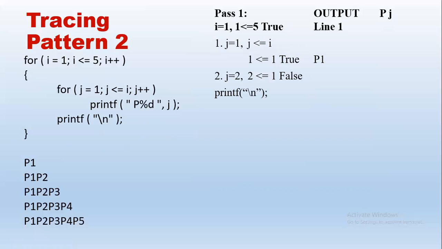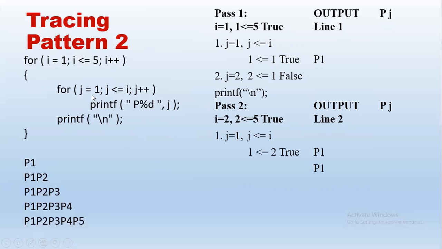Next, J increments to 2. 2 less than or equal to I. I is 1. 2 is not less than or equal to 1. Condition is false. So the control exits from the inner loop and then we have a slash n. So the next pass will be printed in a new line. So that is pass 2. I is now incremented to 2. 2 less than or equal to 5. Yes, it is true. Here we need to print line 2. Please note, in pass 1 we printed only the first line and in pass 2 we will print the second line. So how does it start? J again starts from 1.